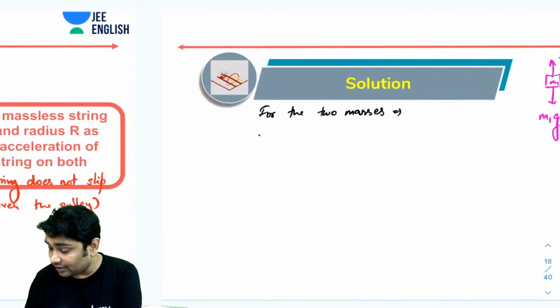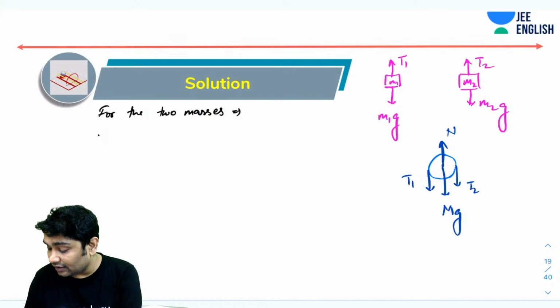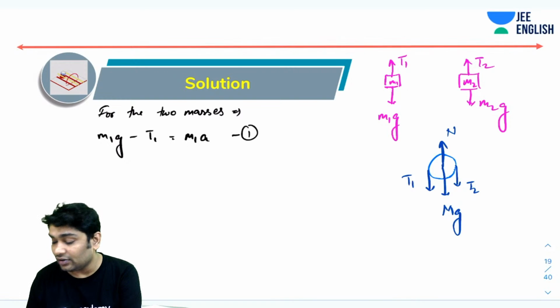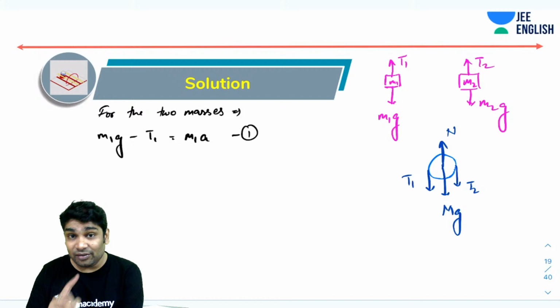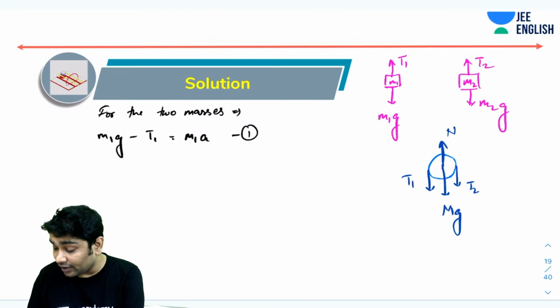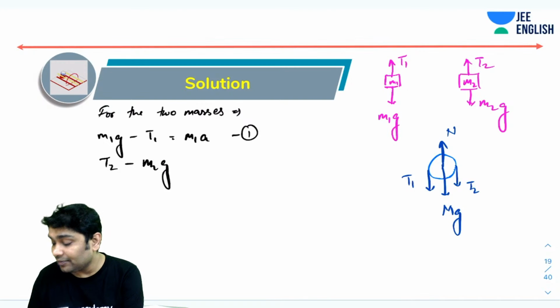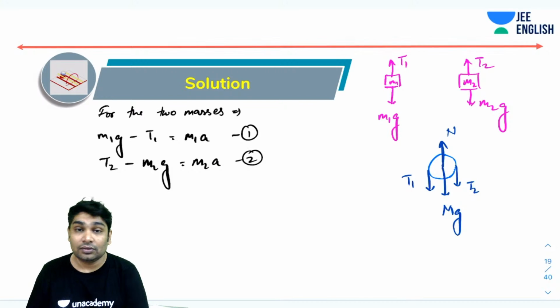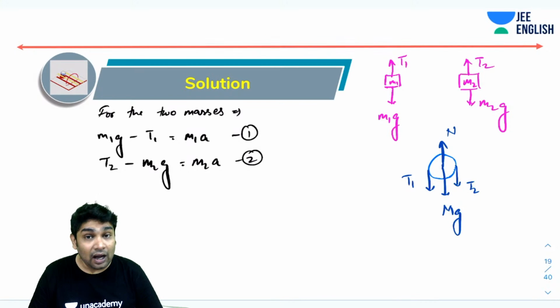Okay, what can I say? I can say that m1g minus T1 equals m1a. That is the first equation I will be able to write. Then I'll be able to write an equation for m2. For m2, I can write T2 minus m2g equals m2a. That is my second equation. Now, how about the pulley?